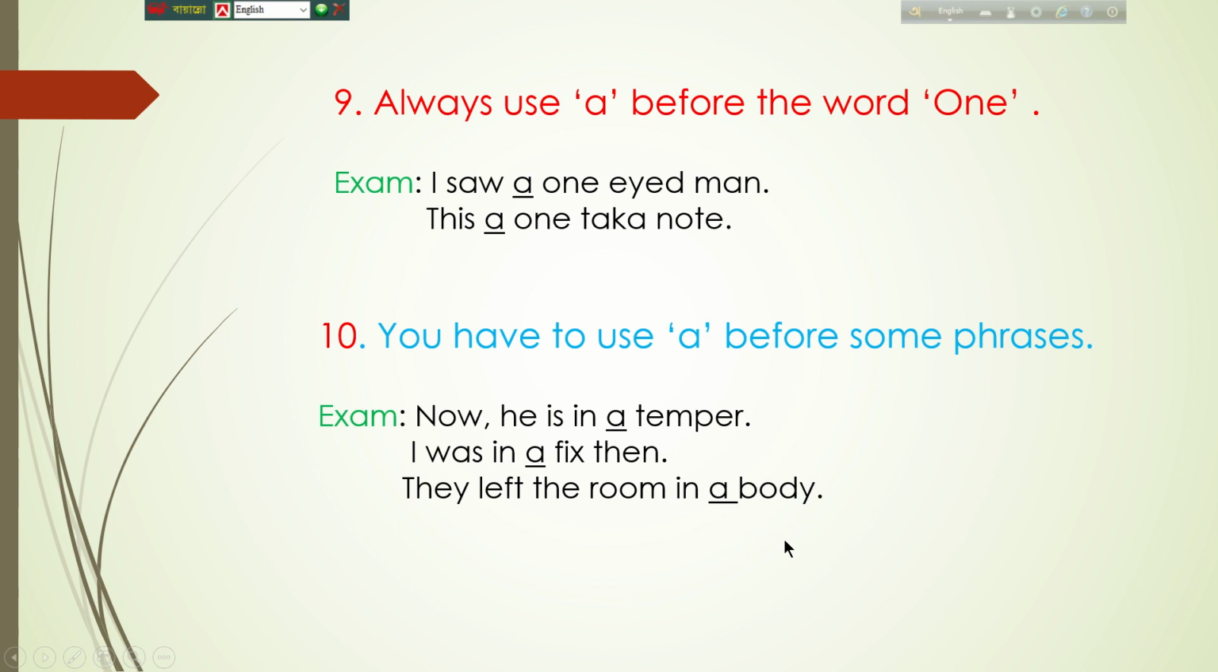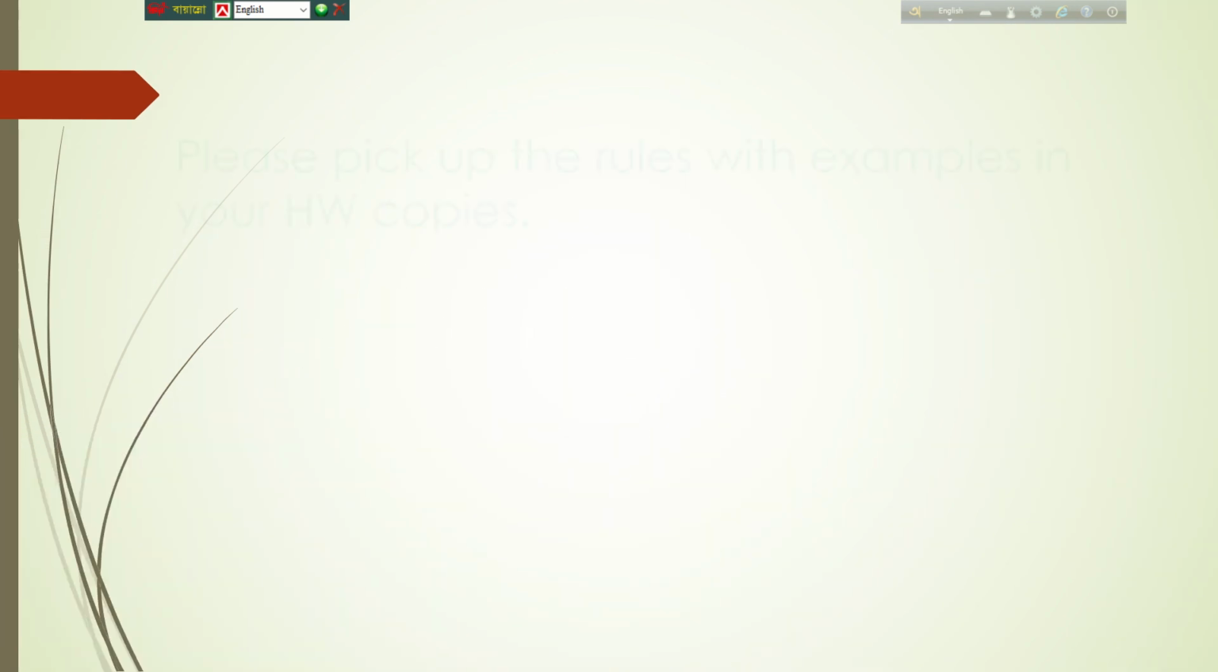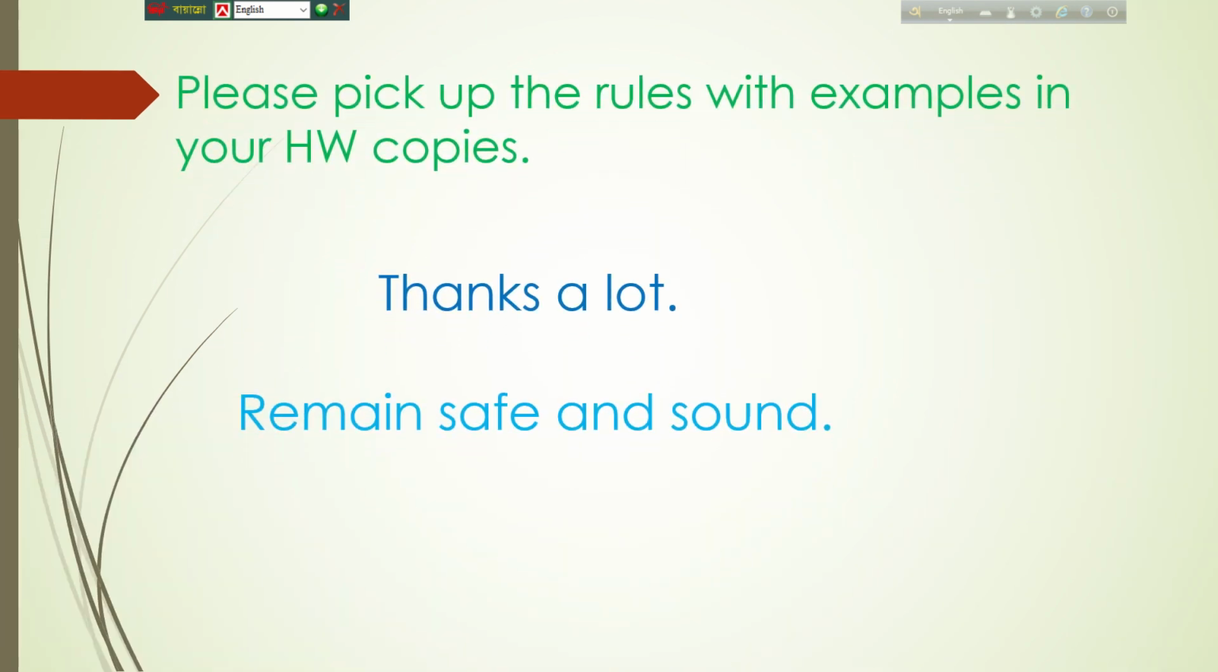I think all of you are clear about the use of a and an. If you face any difficulty, you can knock me in the group. I am always here. So, please write down the rules with examples in your HW copies and practice exercises from your English grammar book. Any English grammar book, you can practice from there. If you face any difficulty, please knock me. Thanks a lot. Remain safe and sound.